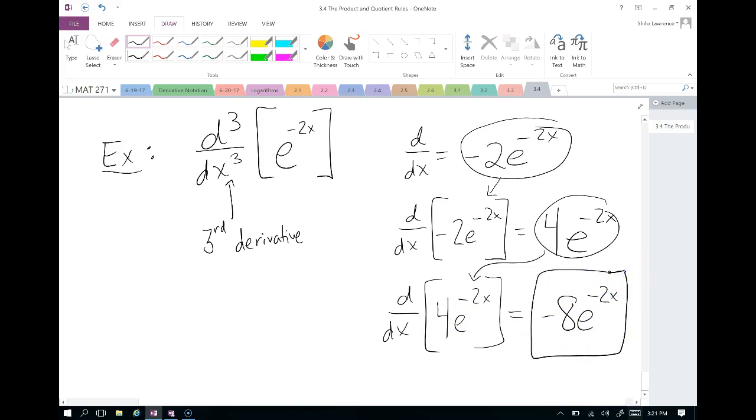And really all we did was we brought negative 2 out to the front 3 times. And since it's multiplication, repeated multiplication, the shorthand for that in math is power. So this is like negative 2 cubed in the front.